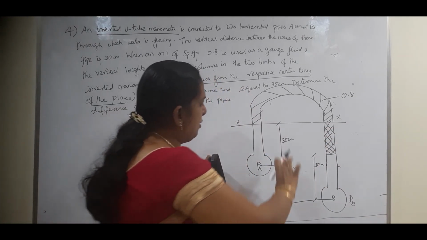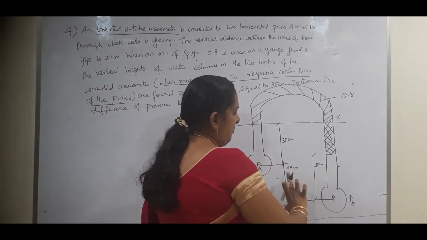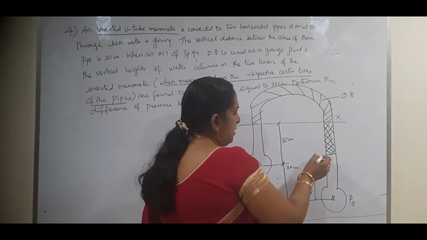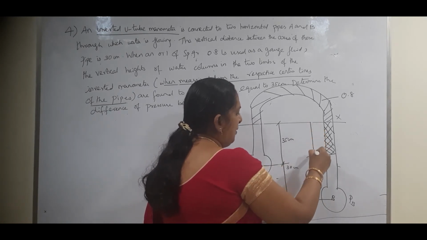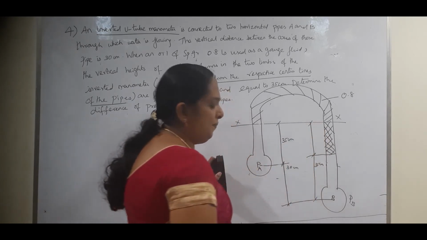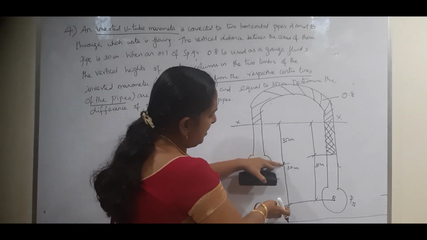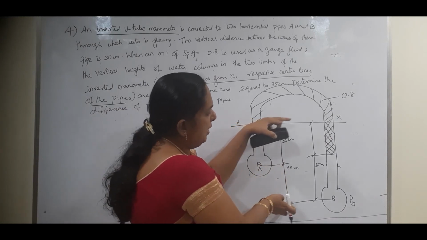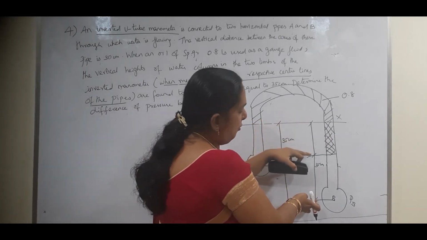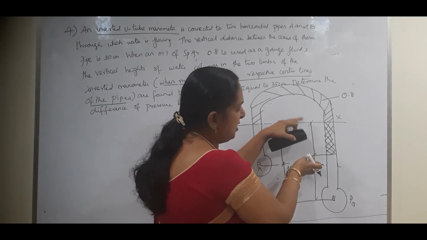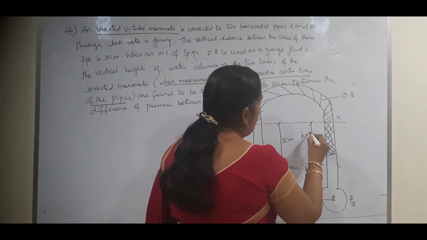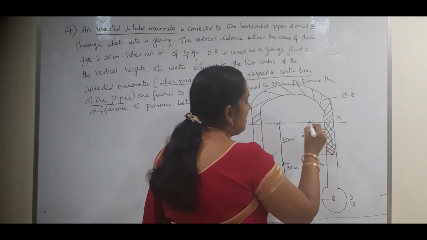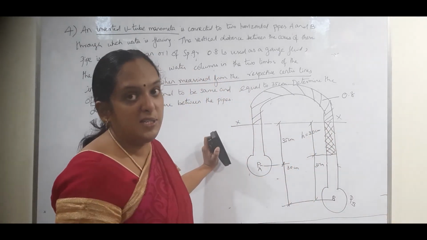So these heights: this is 35 centimeter, this is 35 centimeter, and this is 30 centimeter. So what is this height? That is the height of your mercury. The same, this is 30 centimeter. This is 35 centimeters, so total of 65 centimeters. Out of this, 35 centimeter is gone, so how much is this one? 30 centimeters. See, this is the way we have to picturize the question.